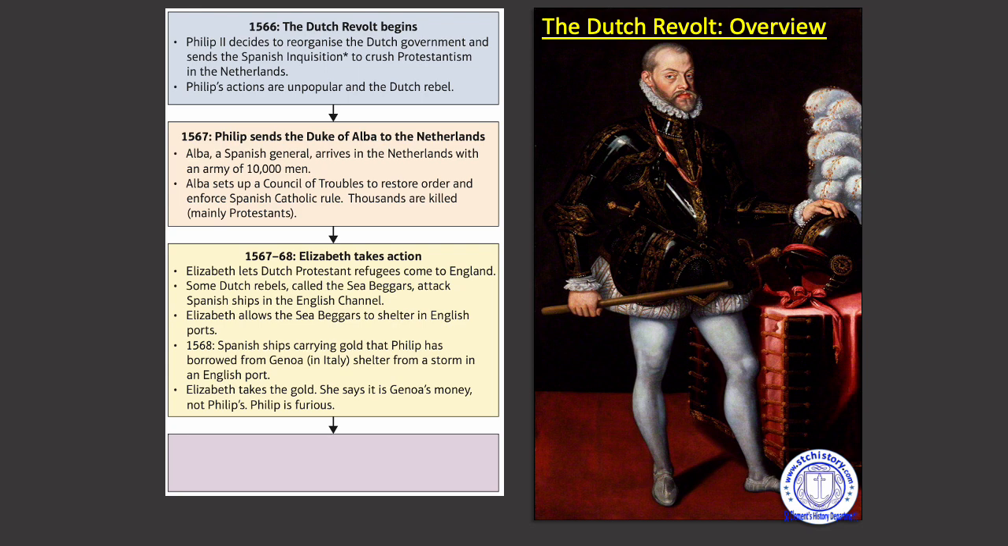Some of these Dutch rebels, who are called the Sea Beggars, we'll talk about the Sea Beggars from now on as the Sea Beggars, they start attacking Spanish ships in the English Channel. That's probably not what Elizabeth needs, because it's in the English Channel. She could argue there's nothing to do with her. They're Dutch rebels, aren't they? But the fact is that she's allowing some of these ships to port in English ports. So it looks bad, doesn't it, to Philip? It looks like Elizabeth is helping them to attack his ships.